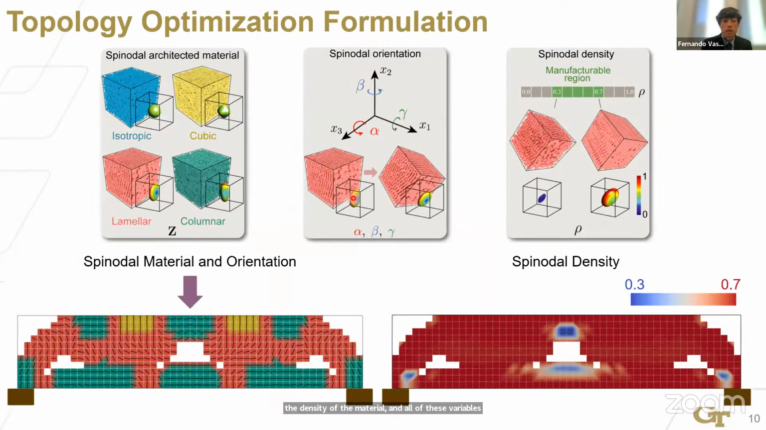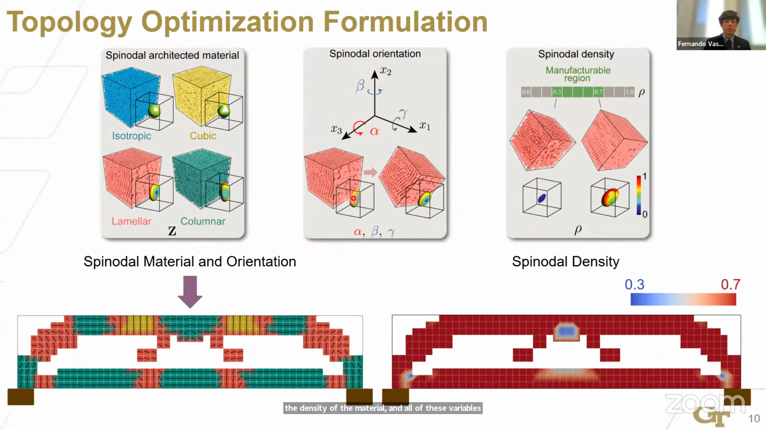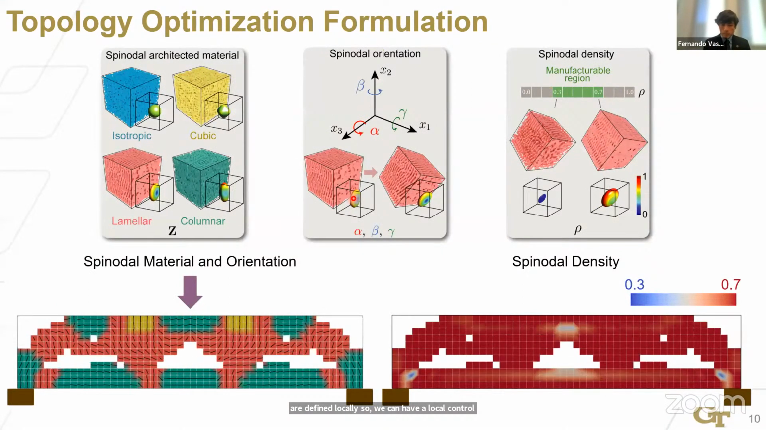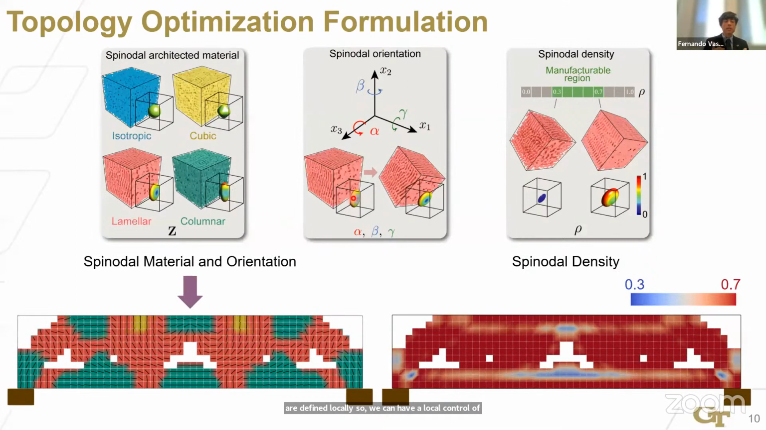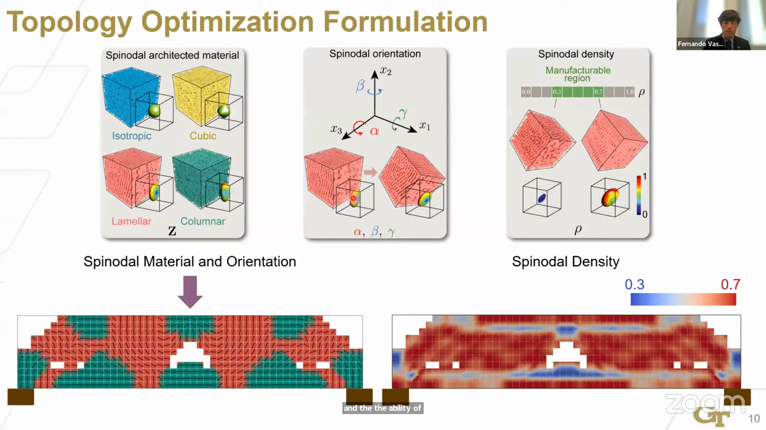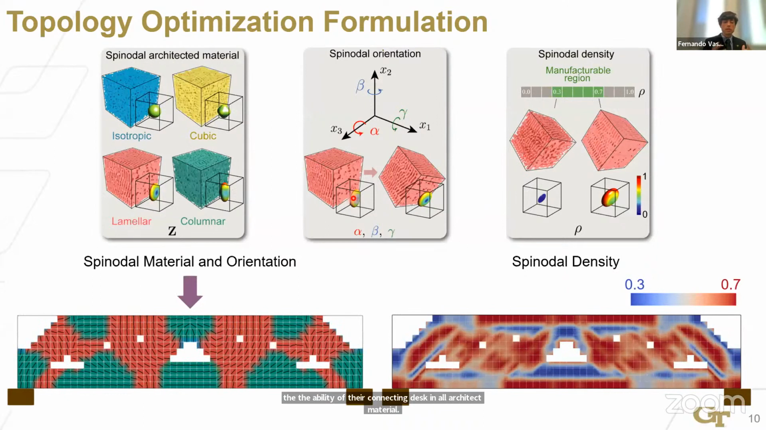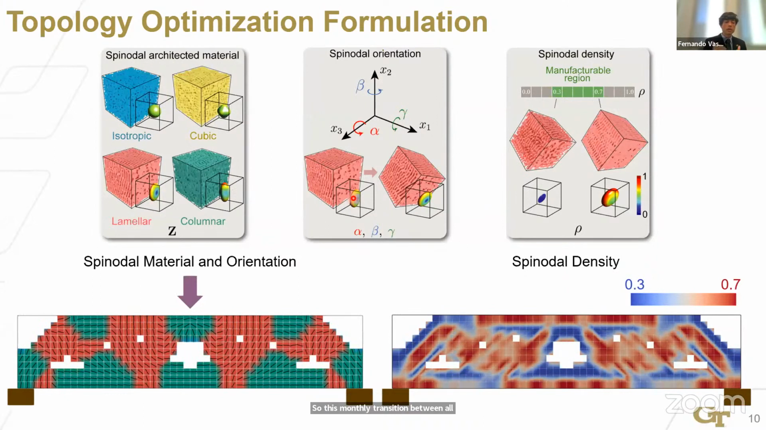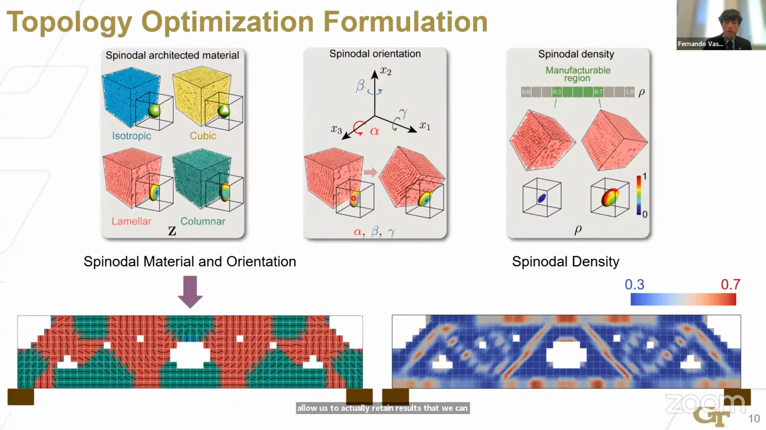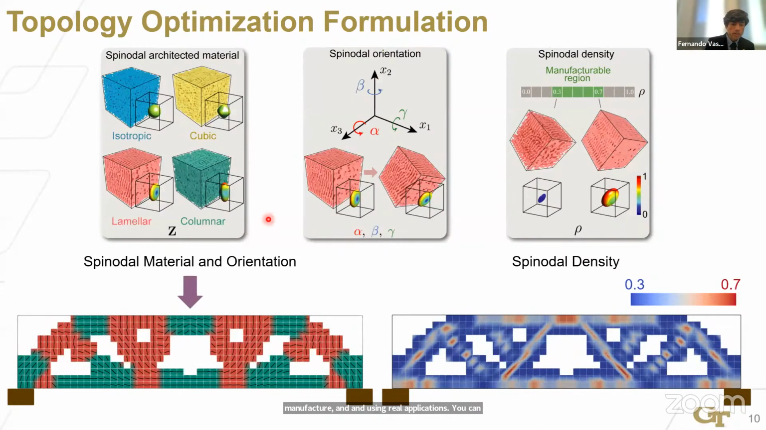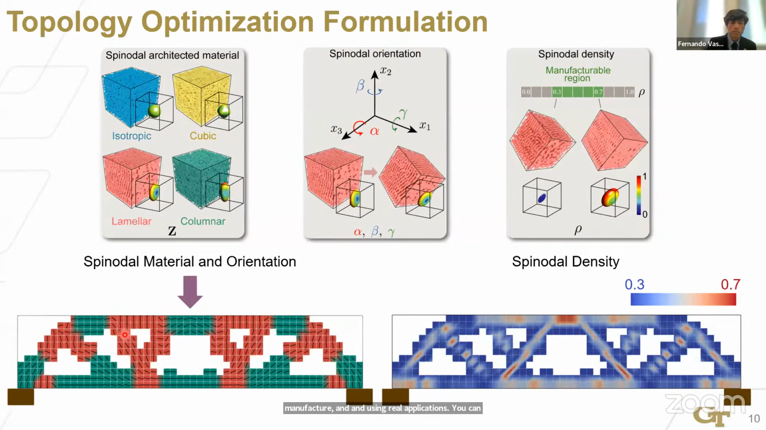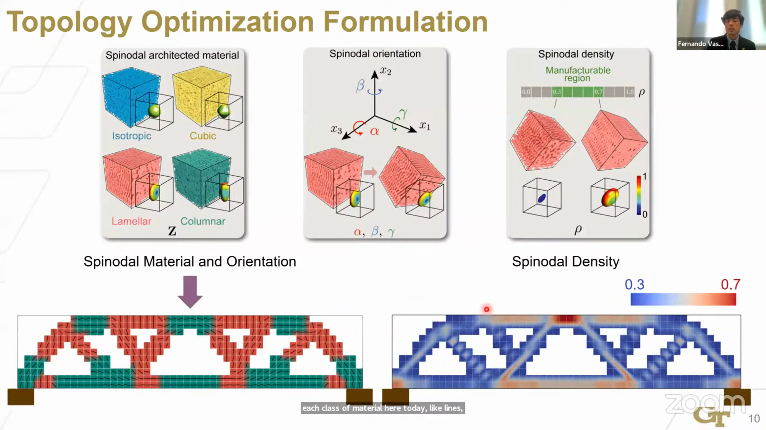So we can have a local control of the material distribution, orientation, and density, and the ability of the spinodal architected material to smoothly transition between all of these factors allows us to actually obtain results that we can manufacture and use in real applications. You can see here the optimization choosing the distribution of each class of material. Here the black lines represent the orientation of the material at each point, and here on the right you have the spinodal density in this color map.